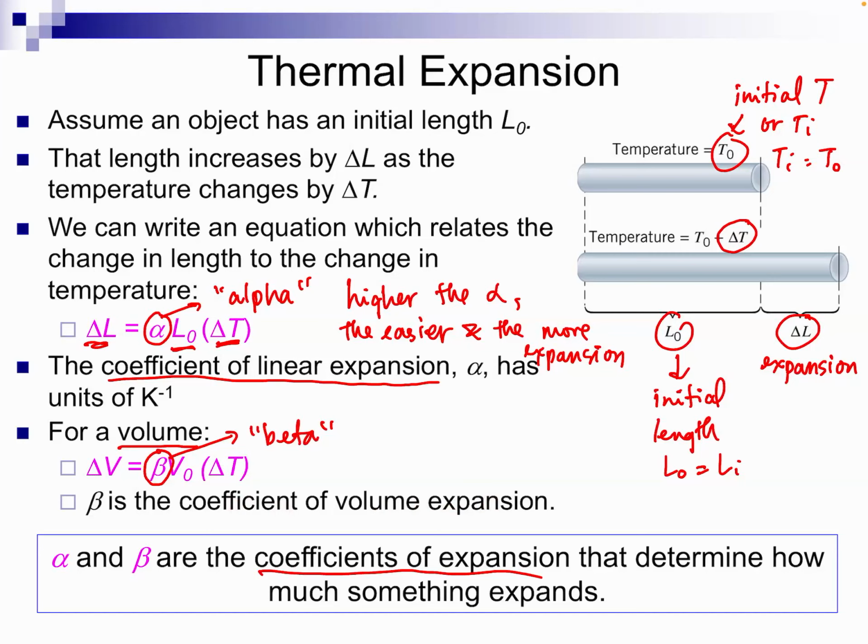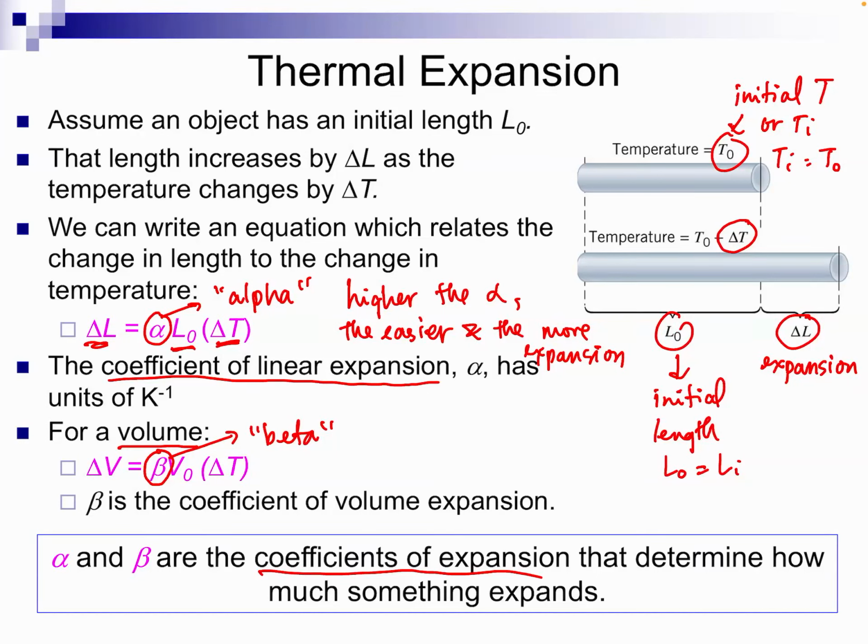So alpha and beta are properties of the material. You can look them up in a table or you can Google it, for example the coefficient of linear expansion of steel. Is beta equal to alpha cubed? Beta and alpha, not necessarily. It depends on the object, so they can have different values.